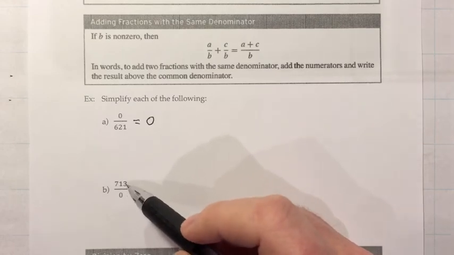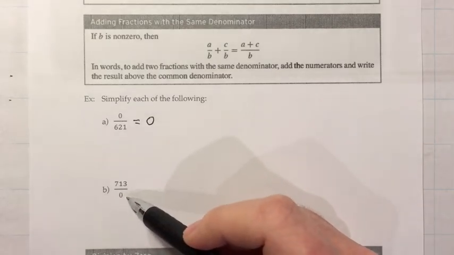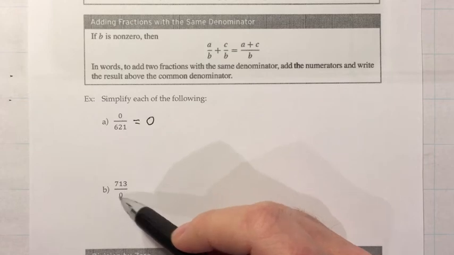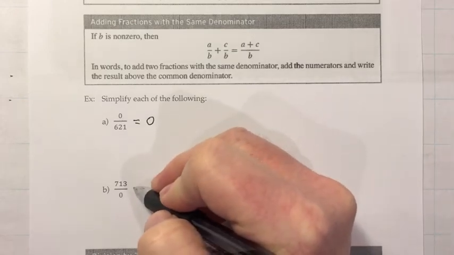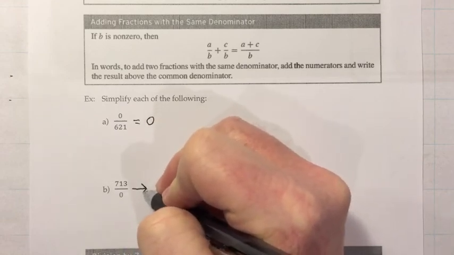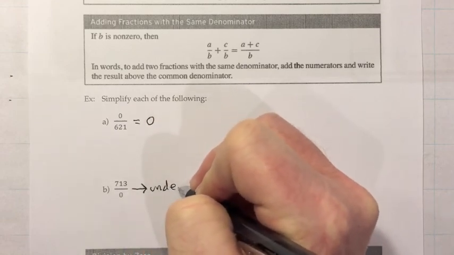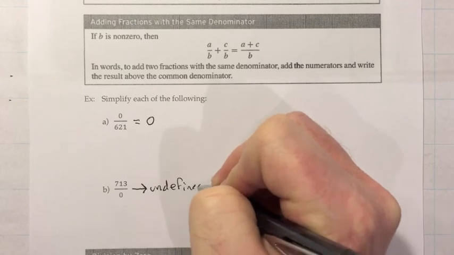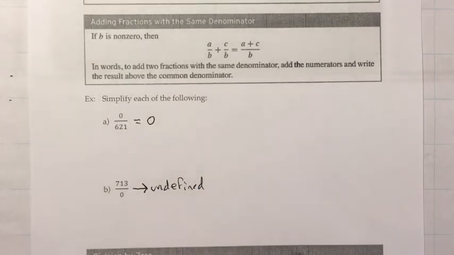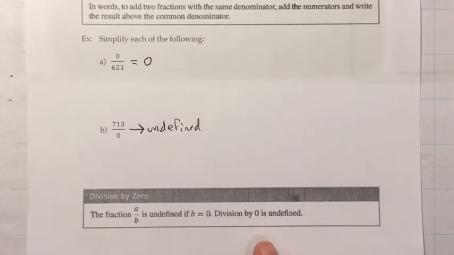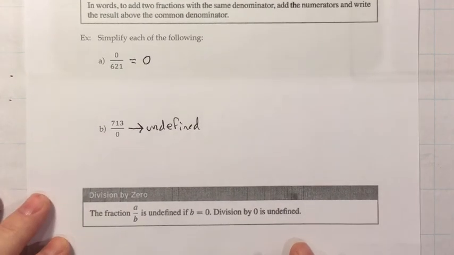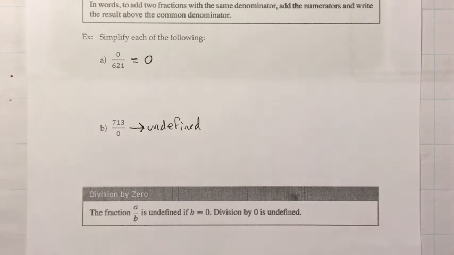Whereas if you had $713 and no people, that's a confusing thing to think about, what each person gets if there's not any people. So we end up saying this one is undefined. And essentially, that's just where it's supposed to stop. If you are seeing a 0 in the numerator and a constant that's not 0 in the denominator, then the answer is 0. But anytime there's a 0 on the bottom, it's undefined.